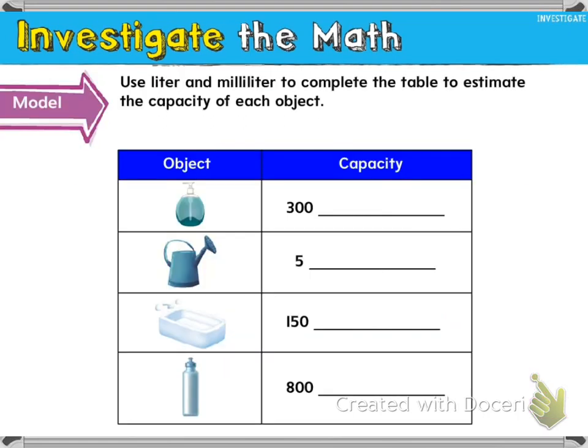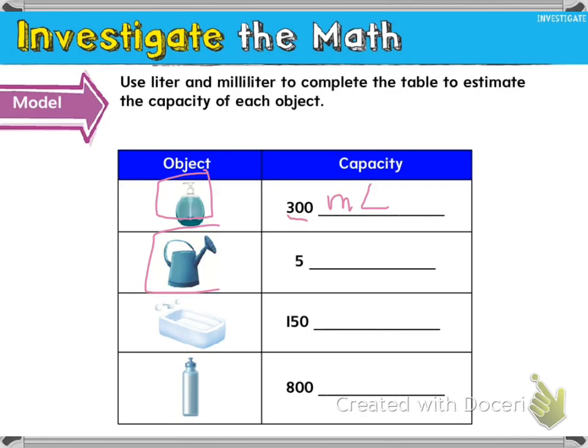All right. Use liter and milliliter to complete the table to estimate the capacity of each object. Okay? So here we've got some liquid soap. That says 300. Do you think that would be 300 liters? Man, that's a lot of soap. I don't think it's 300 liters. I think it's 300 milliliters.